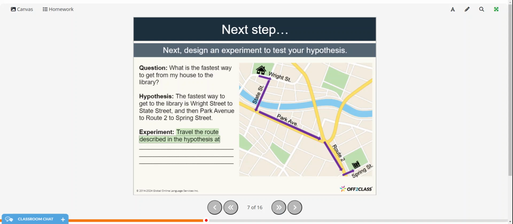at different times of the day, measure how long it takes, and record the data. Then repeat with a different route and compare the results.